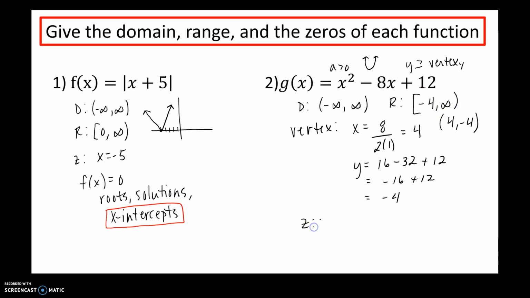Okay, what are our zeros? Our zeros are where our function equals 0 and I solve for x. This quadratic is factorable. So x minus 6 times x minus 2. -6 times -2 is +12. -6 plus -2 is -8. So my zeros are 6 and 2.